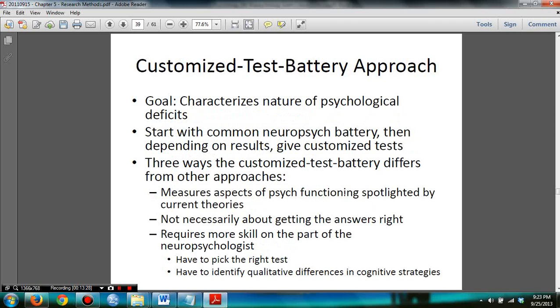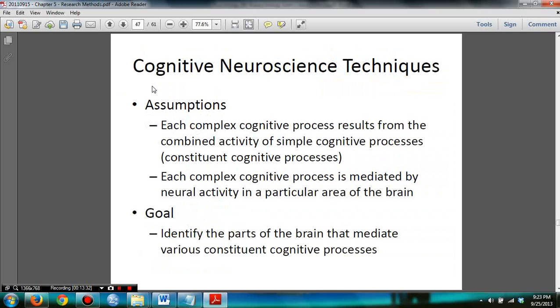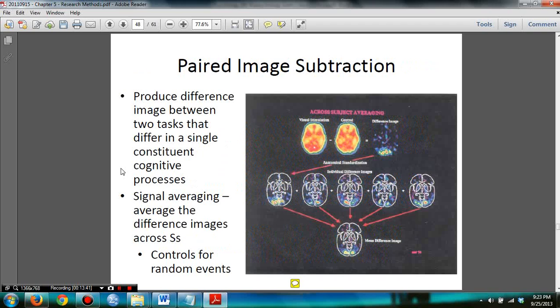And now we're moving into cognitive neuroscience techniques. So you need to understand the assumptions and the goals of the neuroscience techniques. And here is paired image subtraction. Basically, it produces difference images between two tasks that differ in a single cognitive process.